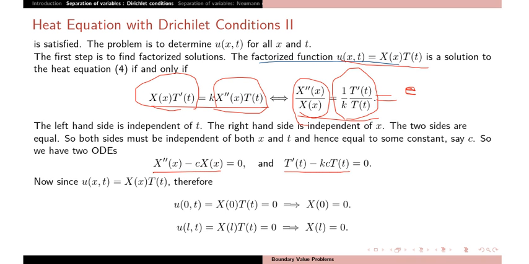So now I have two ODEs, one in x which is second order and one in t which is first order. Firstly I am solving the ODE in x, and firstly I am writing the boundary conditions. When x is 0, the solution is 0, so you get X(0) = 0. If T is 0 then the solution is 0, so X(0) can be 0. Second condition, when x equals L, you get X(L) = 0. So X also vanishes at the boundary, like the wave equation.